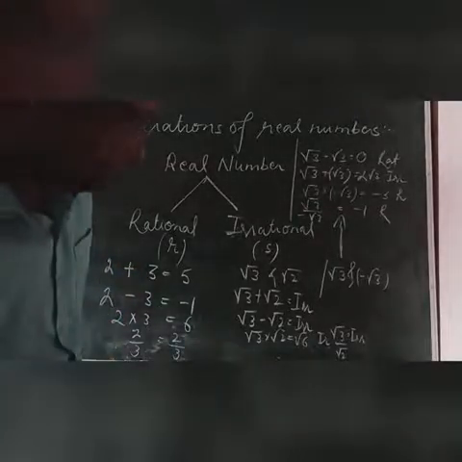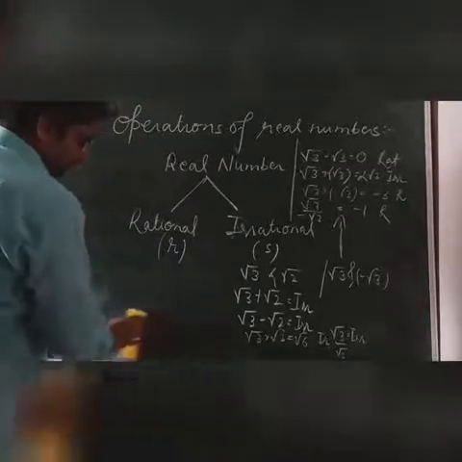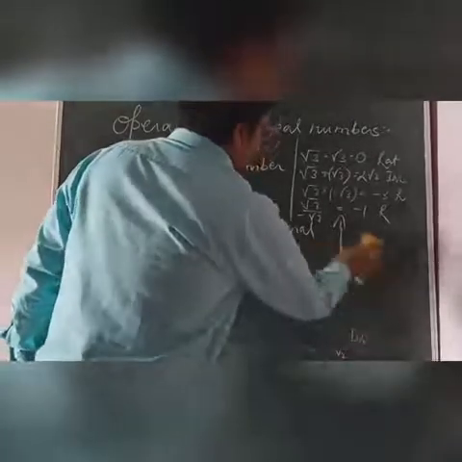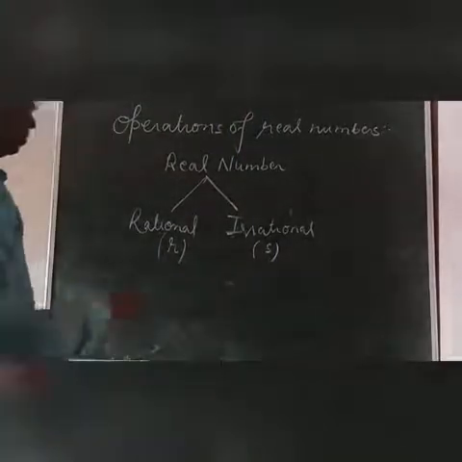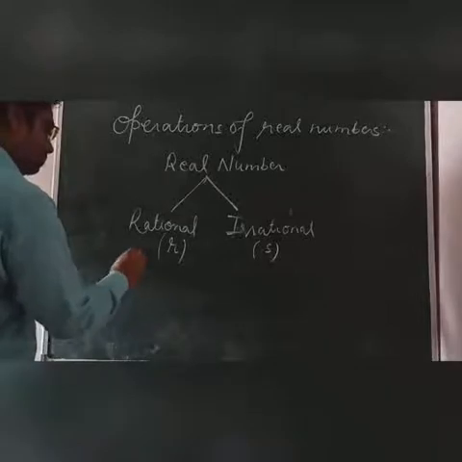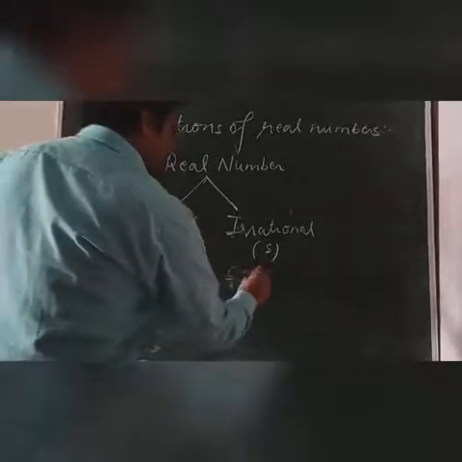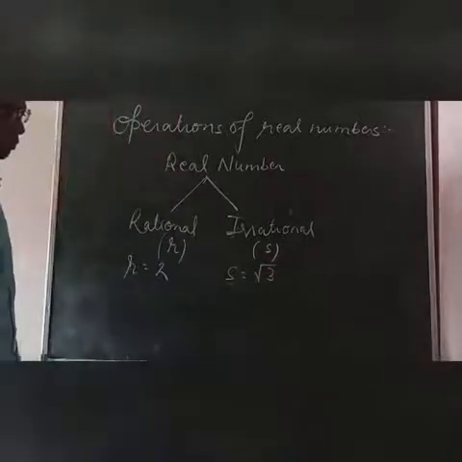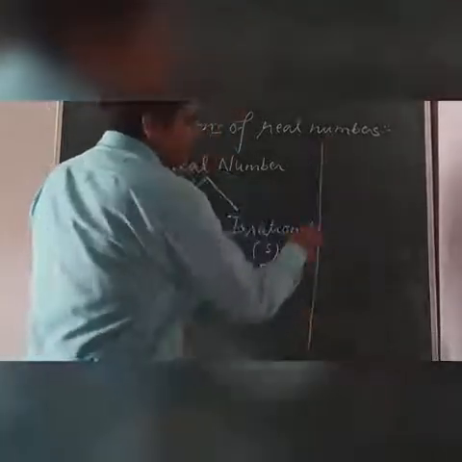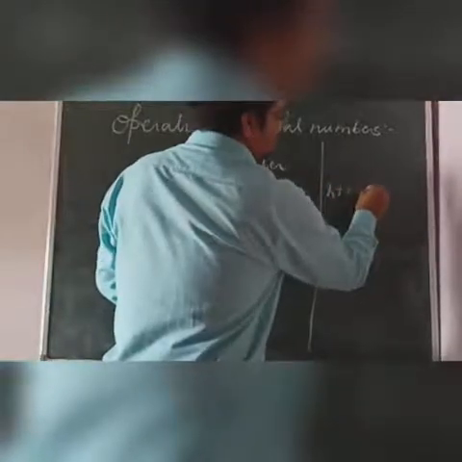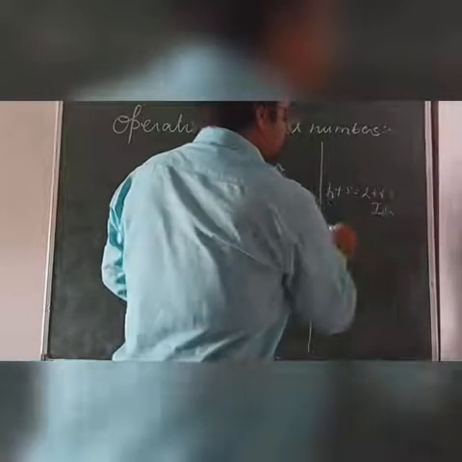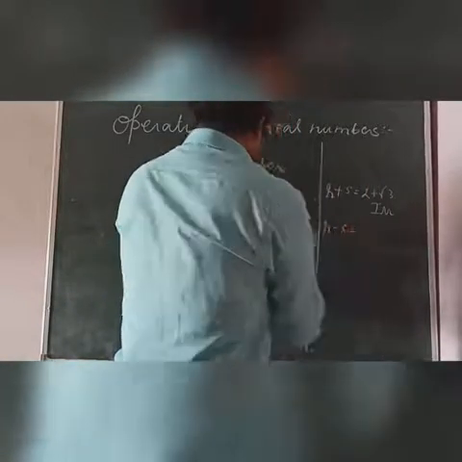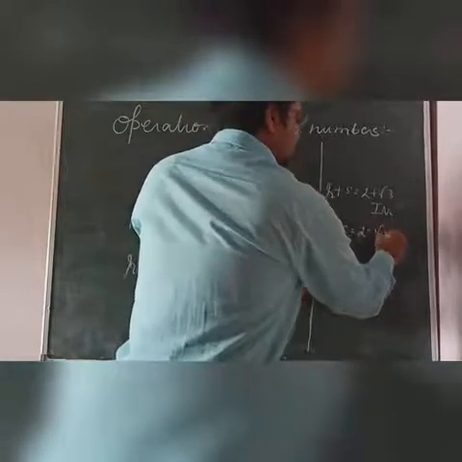Now class, if we take one rational number and one irrational number, then what can we say? Suppose the rational number is r equal to 2 and s equal to under root 3. So in this condition, r plus s equals 2 plus root 3, and 2 plus root 3 is irrational. r minus s is 2 minus root 3, which is also irrational.